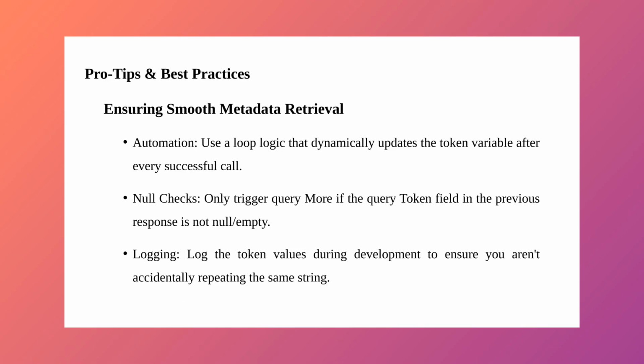To ensure smooth metadata retrieval, consider these pro tips and best practices. Implement automation by using a loop logic that dynamically updates the token variable after every successful call. Incorporate null checks to only trigger query more if the query token field in the previous response is not null or empty. Finally, log the token values during development to ensure you aren't accidentally repeating the same string.